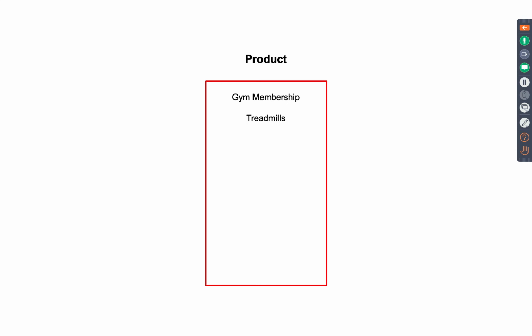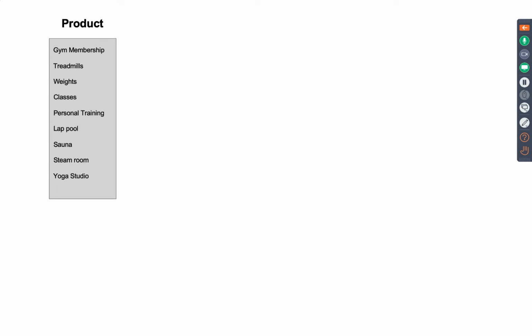Now, some of the features of the gym membership, if you go to this gym, is there's treadmills, there's weights, classes, personal training, lap pool, sauna, steam room, yoga studio, okay? Now, the first step is to identify what is the product that you sell. Now, I don't want you out there talking about your product. Your cold emails, I don't want you talking about your product. But the product is the starting place for creating the sales message.